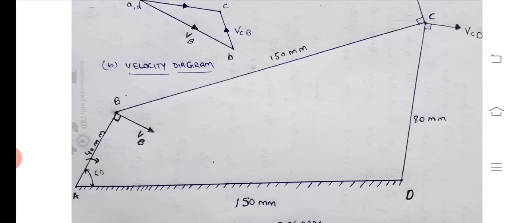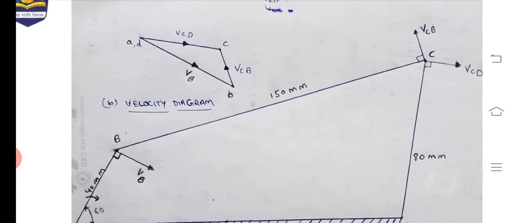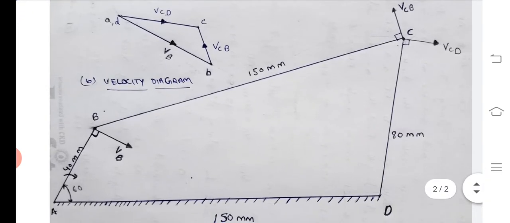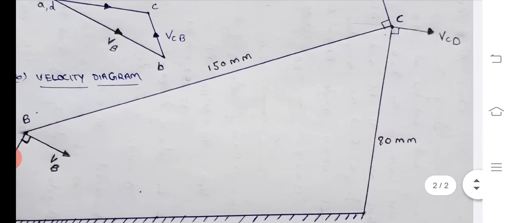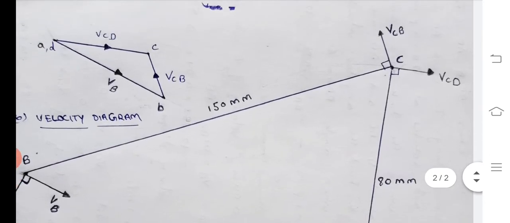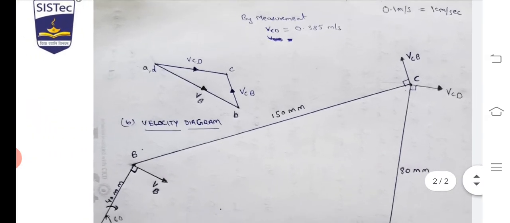Similarly, we have drawn two vectors which are perpendicular to CD as well as CB, as point C is moving relative to D as well as B. So we have drawn two vectors VCB and VCD. Vector VCD is perpendicular to link CD and VCB is perpendicular to BC. Remember that perpendicular should be perpendicular. So this is the space diagram.